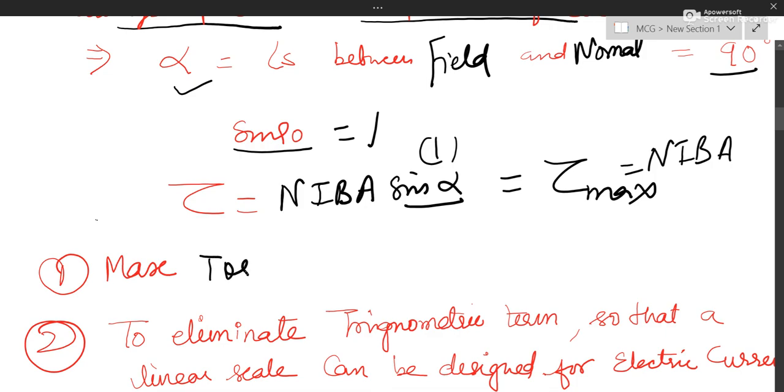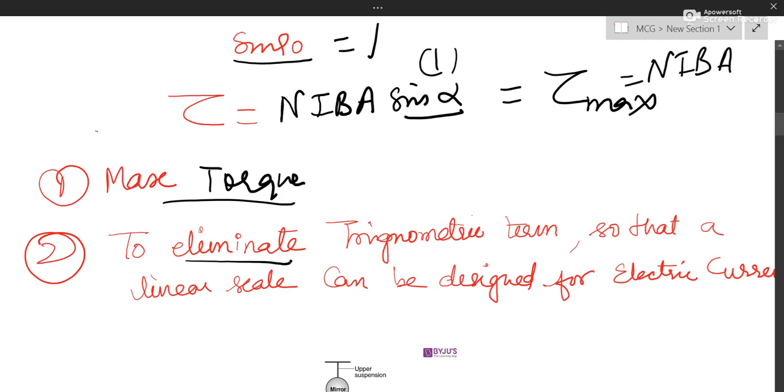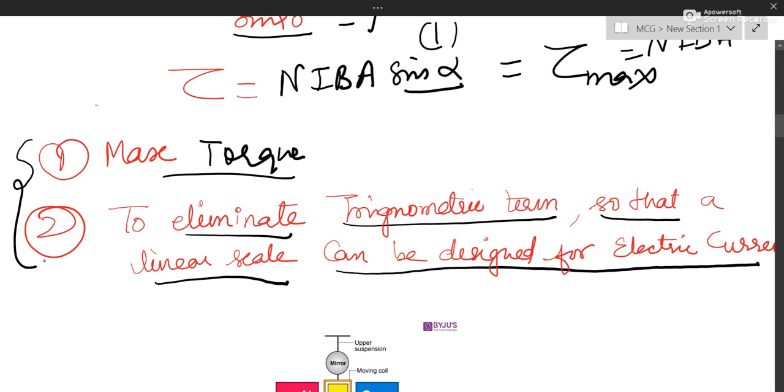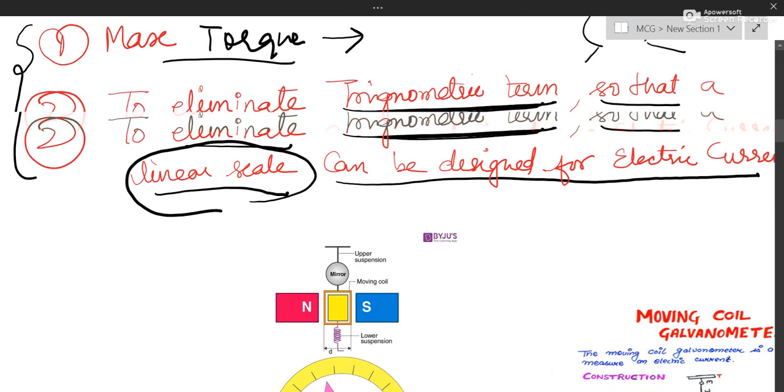You are getting maximum torque by employing radial field, and moreover you are eliminating the trigonometric term. The sin alpha is 1. So that a linear scale can be designed for measuring electric current. So there are two motives. Why are we using radial field? Why are we using concave shaped magnets? Because we need a radial field. What are the benefits? It will give us a maximum torque and it will eliminate trigonometric terms so that a linear scale can be designed for electric current.